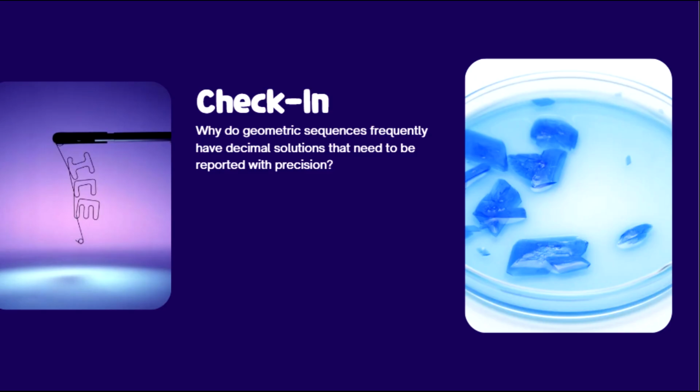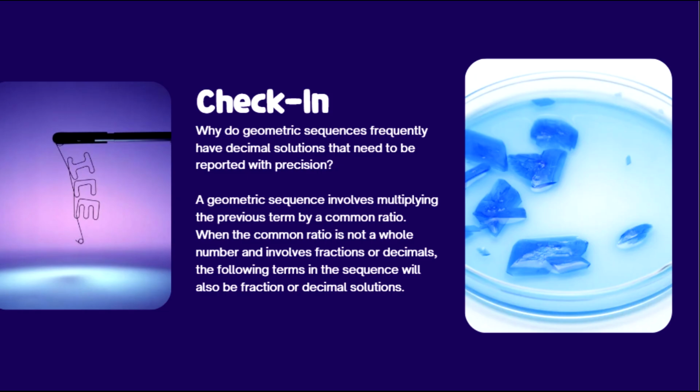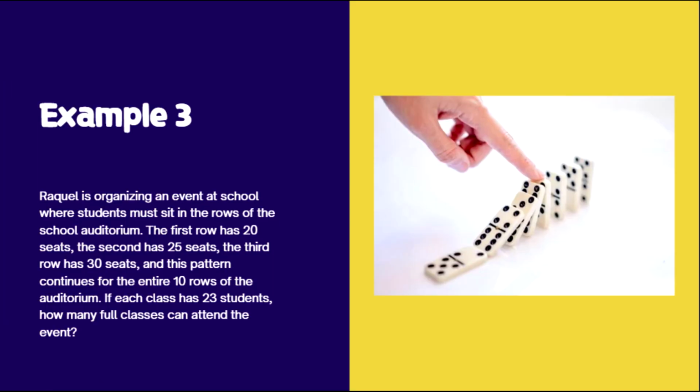Okay, why do geometric sequences frequently have decimal solutions that need to be reported with precision? A geometric sequence involves multiplying the previous term by a common ratio. When the common ratio is not a whole number and involves fractions or decimals, the following terms in the sequence will also be fraction or decimal solutions.